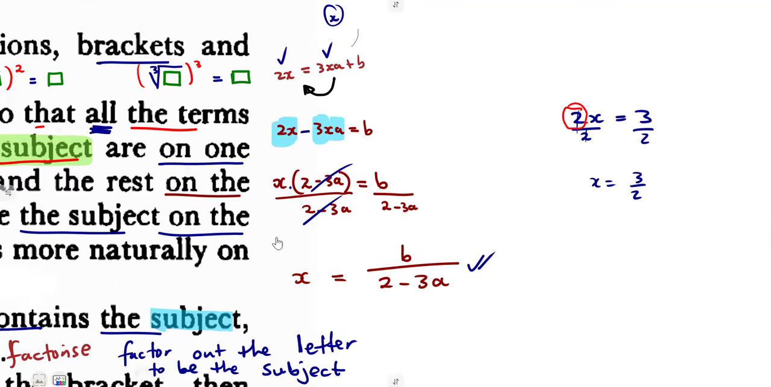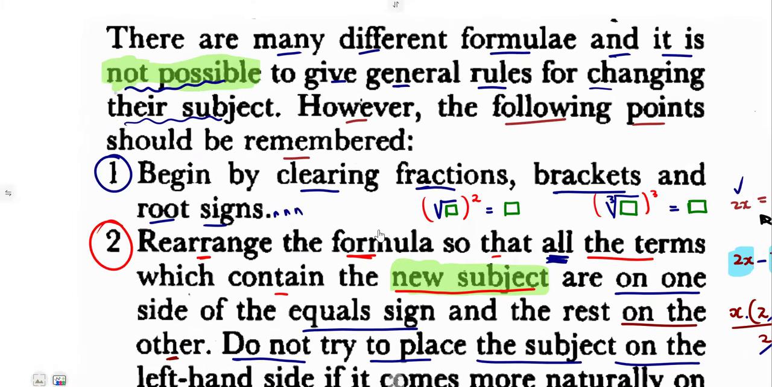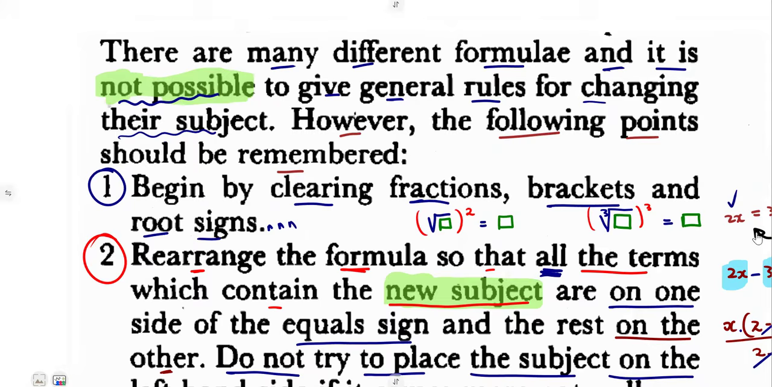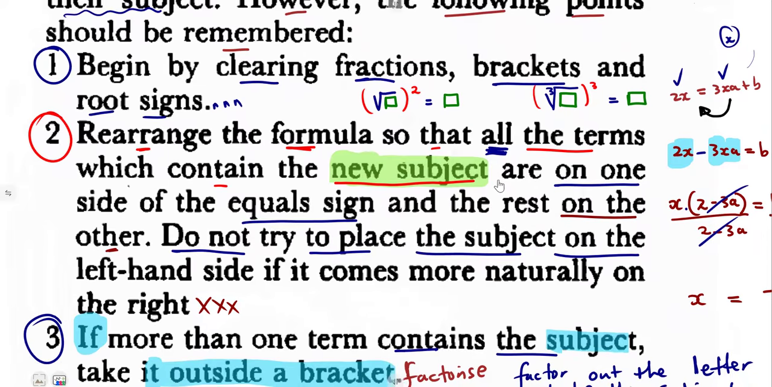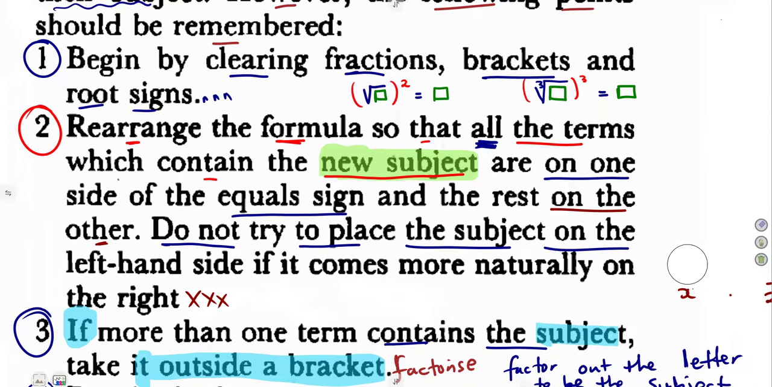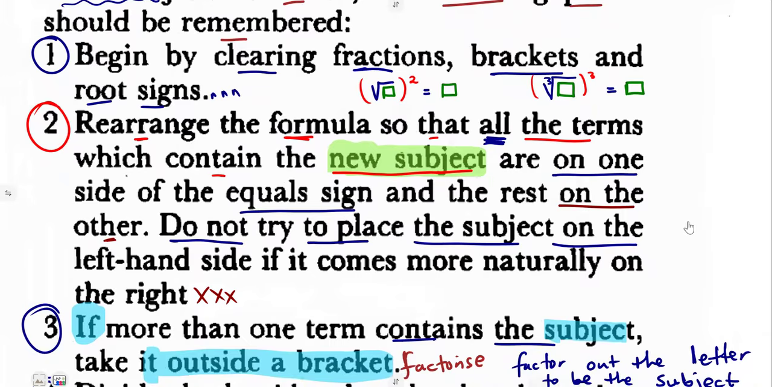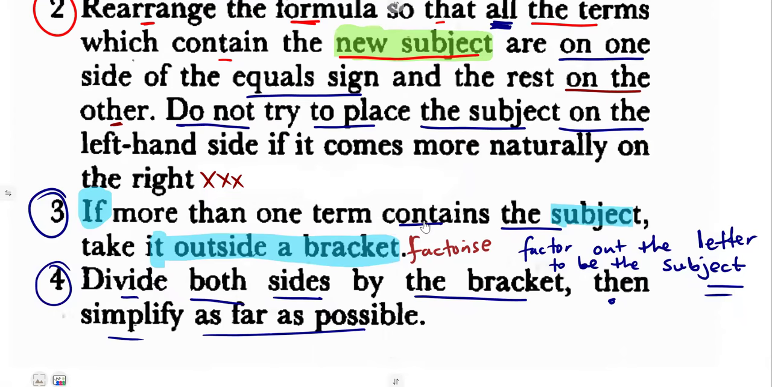So we said here, guys, there won't be a proper way, or rules for you to follow. But as long as you are to work with this, just try to remember these considerations that I've been explaining. Clearing of fractions, rearranging. If more than one term contains the subject, factorize, then you must divide by the bracket. You won't go wrong.